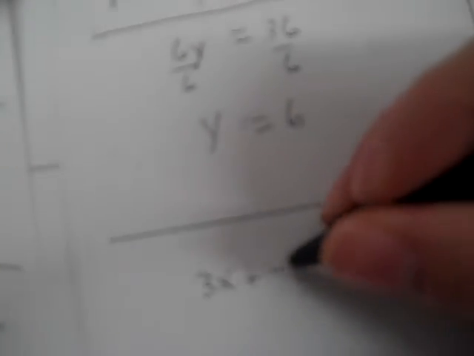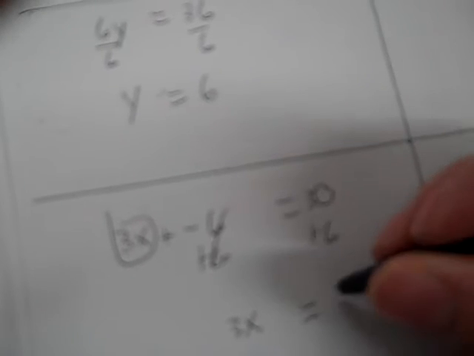Okay, now go up here. Replace that with 6. That's what you're going to be multiplying. So we're equal to 30. We have 3x. Negative 1 times 6 is negative 6. Plus 6, plus 6. So 3 times x equals 36. And then I divide by 3. And 36 divided by 3 is 12.